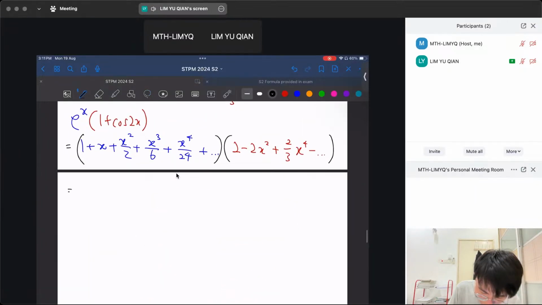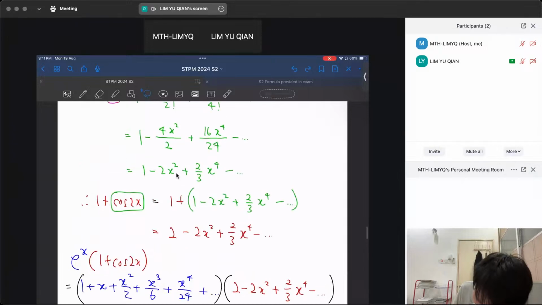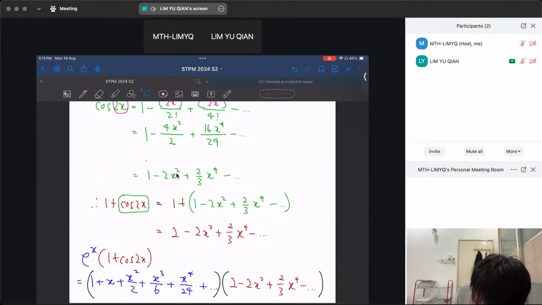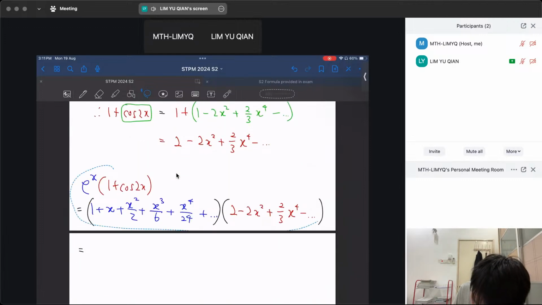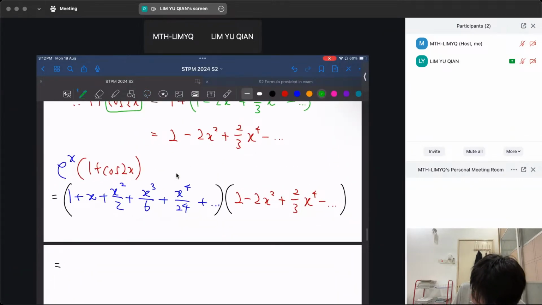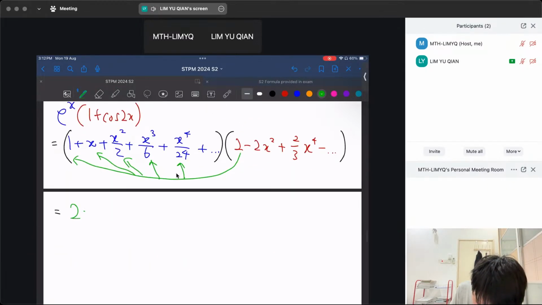So one by one. We use this one to multiply all of them because it's easier. Okay, the first one can multiply all of them. 2 plus x, 2x.